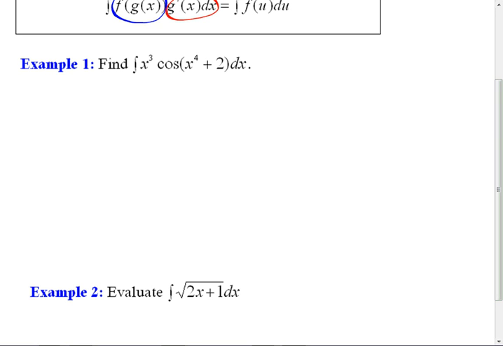Oh, let's do purple. What do you want U to be? And this is the hard part, Zach. I don't always know. Eric says we want U to be x to the fourth plus 2. Okay, I want to change it so it's something I recognize.